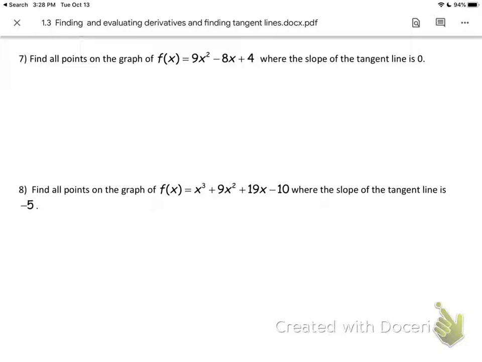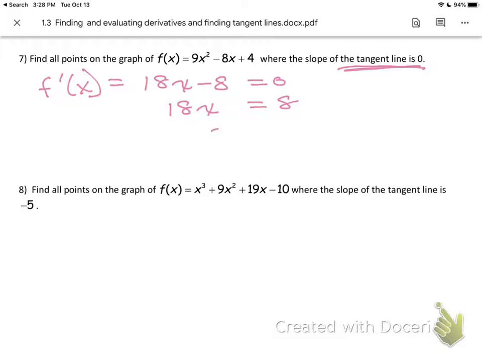This says find all points on the graph where the slope of the tangent line is equal to 0. Okay, so let's find the generic slope. f prime of x equals 18x minus 8. What does it have to equal? It has to equal 0. So that means 18x equals 8. So x is going to be 8 over 18, which is better as 4 over 9.